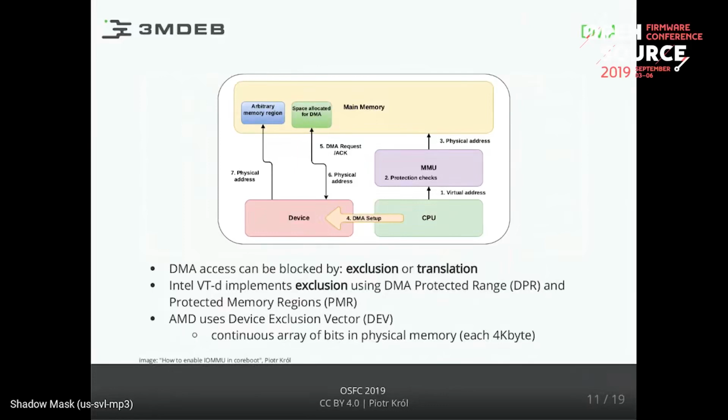It uses something called DMA protected ranges and protected memory regions. Of course, you have to read the VT-d specification to understand how to configure that. AMD uses the device exclusion vector, which in our opinion is a little bit better since we have a continuous array of bits and we can slice memory in 4 kilobytes and say what kind of protection we have. This 4 kilobytes is not a random number. I believe it's because of the PCI config space. I believe this is related to PCI.